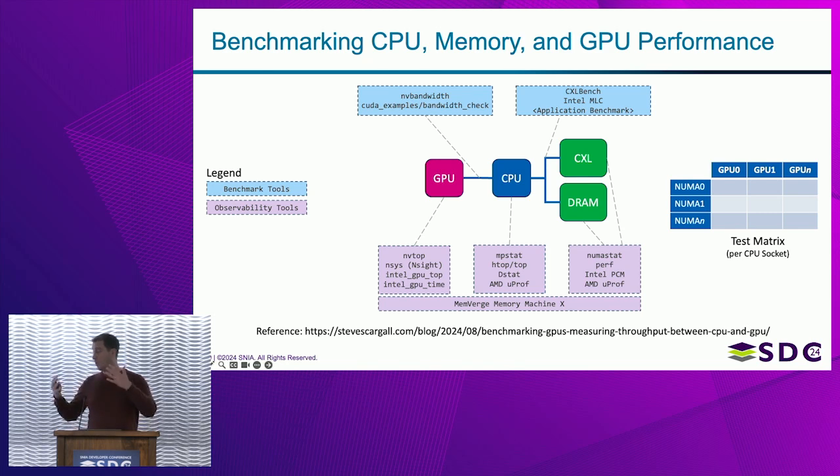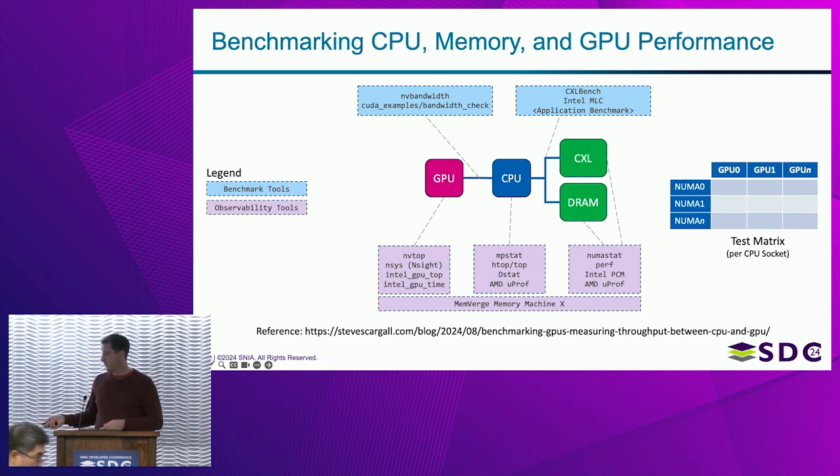That's the benchmark layer, and then underneath, the purple ones are all of the tools that you can use to observe what's going on at different levels, right? Between my DRAM, my CXL, the CPU, the GPU. So you can start to introspect what's going on and where the data movements are.